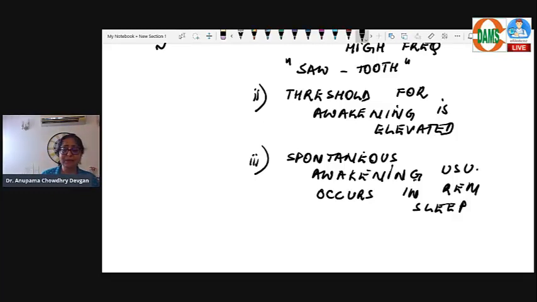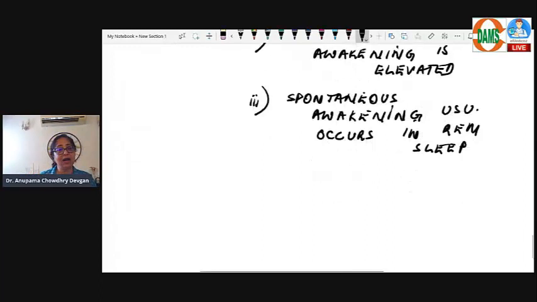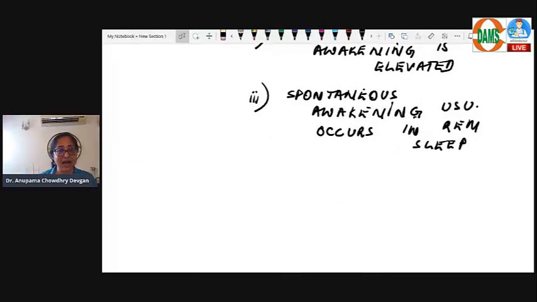When I say spontaneous, I mean without the alarm, without your mother shouting at you, that is spontaneous, right? That is, spontaneous awakening usually occurs in REM sleep. In the morning, you usually get up in REM sleep.